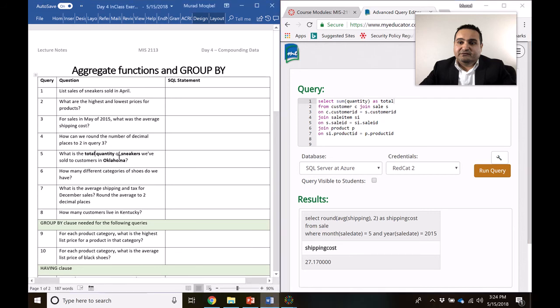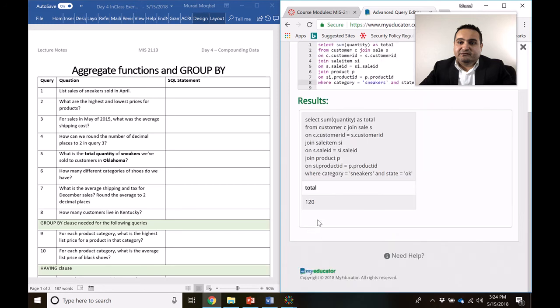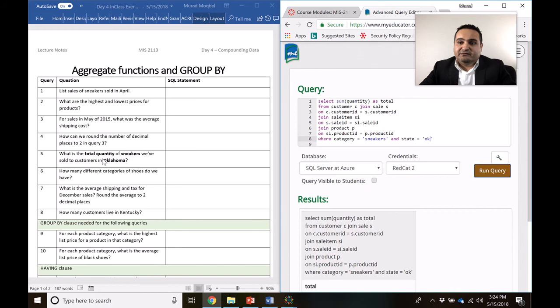So now quantity of sneakers, so sneakers, I need to narrow that in the where clause. So where category equals sneakers, what else, and customer. So now we also need state equals Oklahoma. All right, so now let's run this. We got 120. So that's the total quantity of sneakers we have sold to customers in Oklahoma.